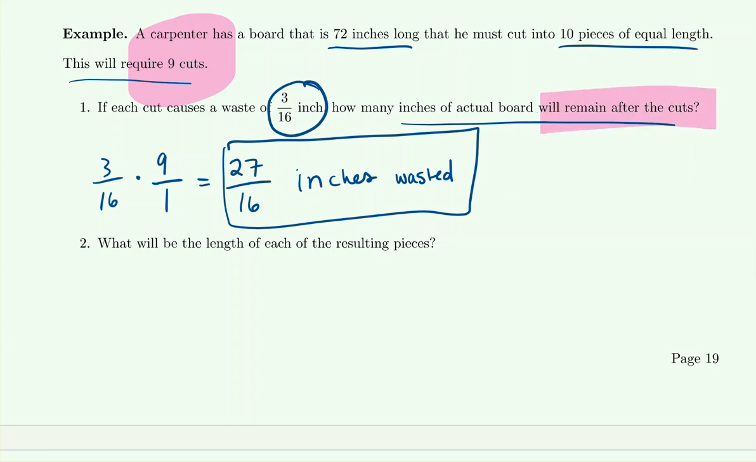So to finish this problem, we've got to go back to, well, how much did we start with? And that was 72. And how much did we lose? 27 over 16. So now we've got to rephrase this in terms of subtracting fractions. Currently, 72 could be expressed as over 1. So what we would need to do is get a least common denominator. And specifically, if you just multiply this fraction by 16 over 16, we would get the least common denominator of 16 here.